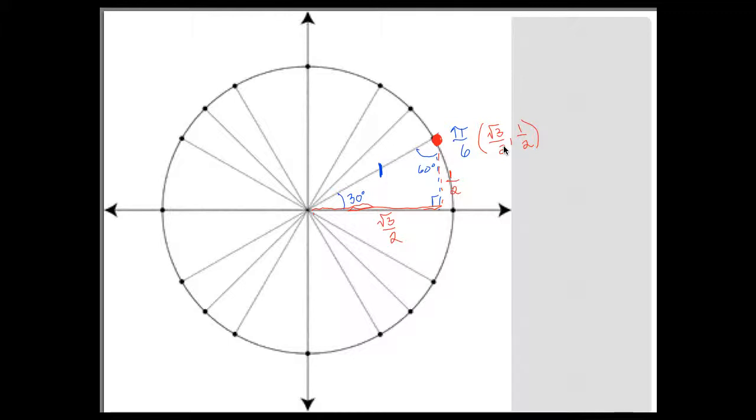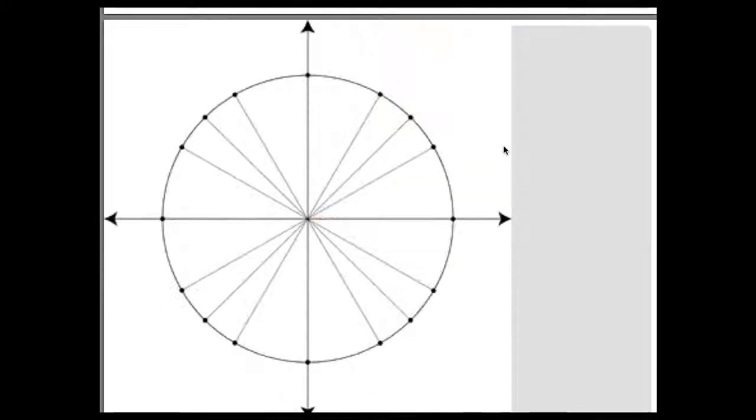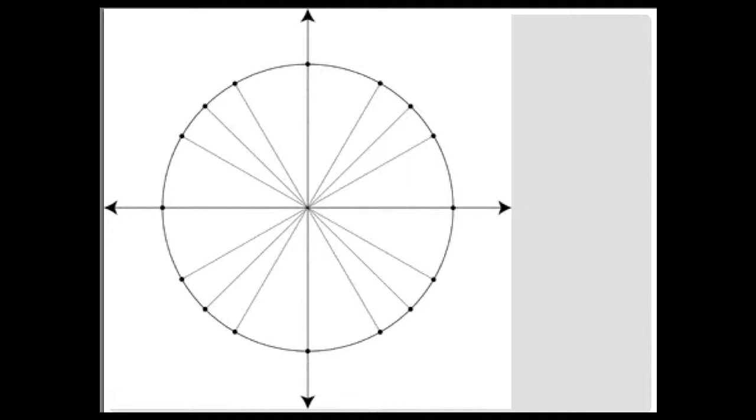So let's do the next one, pi over 4. So here's your pi over 4. The triangle we're looking at is this one right here. It's this radius right here. So that's the radius 1. If we drop our perpendicular to create the triangle, this is a 45, 45, 90 triangle.